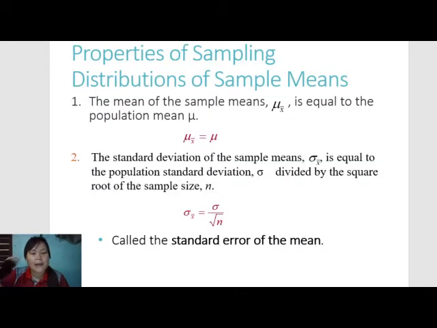Okay, so properties of sampling distribution. The sample mean is equal to the population mean. Okay? And the next, the standard deviation of the sample mean is equal to the population standard deviation divided by the square root of sample size n. Okay? Which is called the standard error of the mean. Okay? So again, equal yung sample mean sa population mean. And for the standard deviation of the sample, sigma over square root of n.